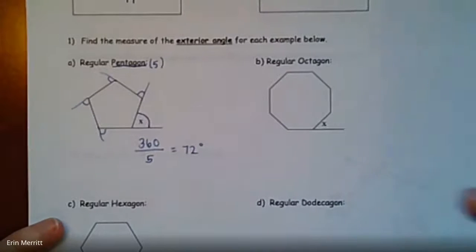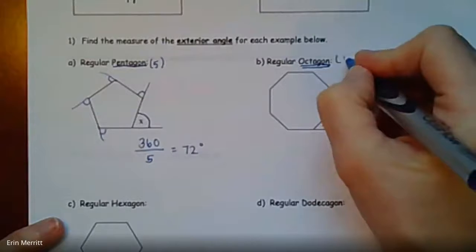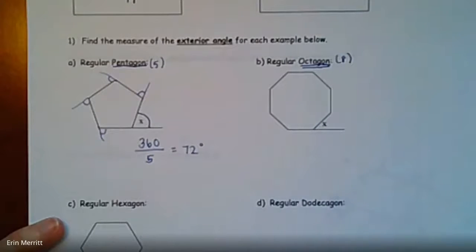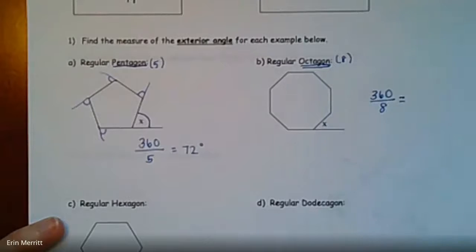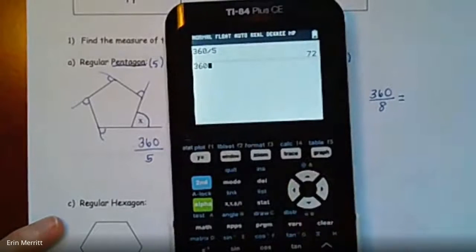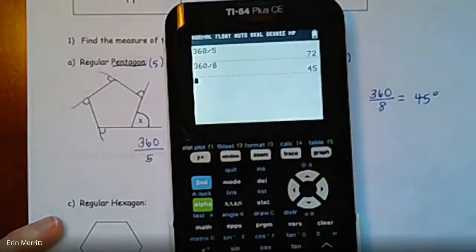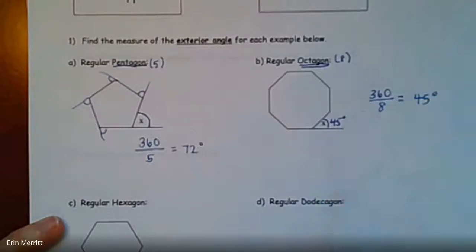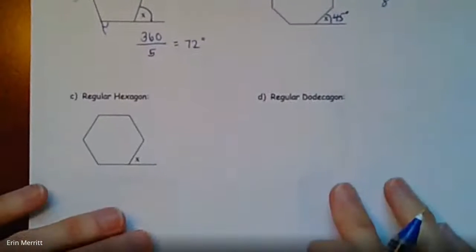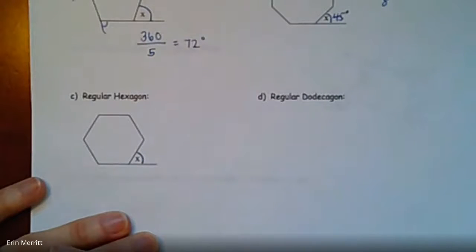All right, regular octagon, that prefix oct, that's the 8, think like octopus. So 360 divided by 8 for this guy. And we get 45 degrees. So this one right here would be 45. For the next one, try it on your own and answer the question.